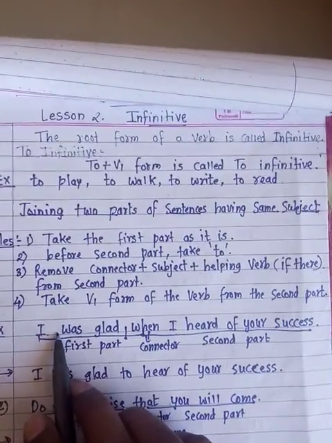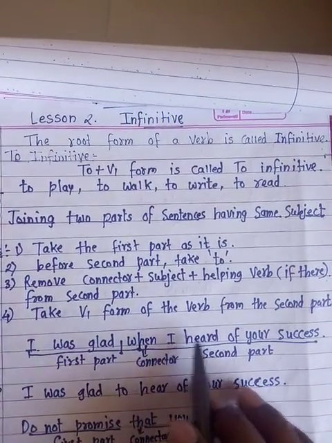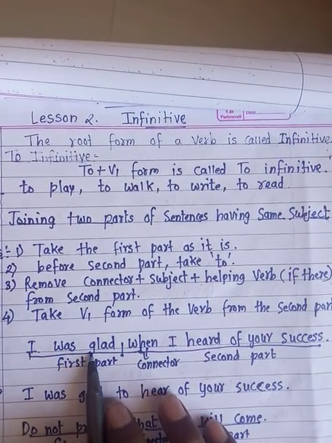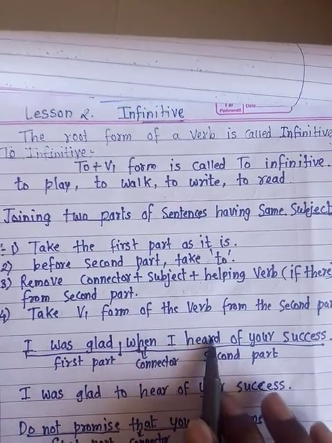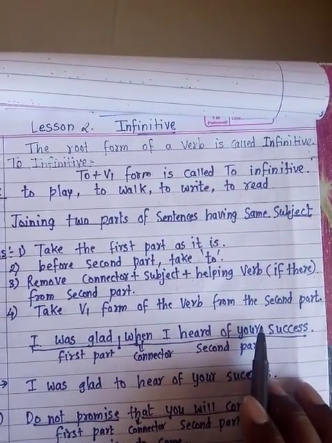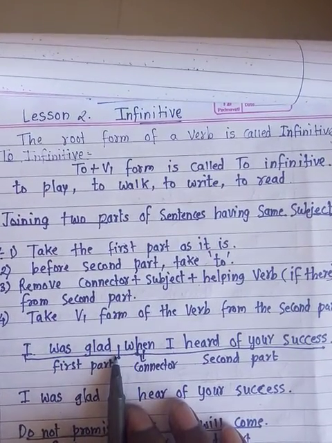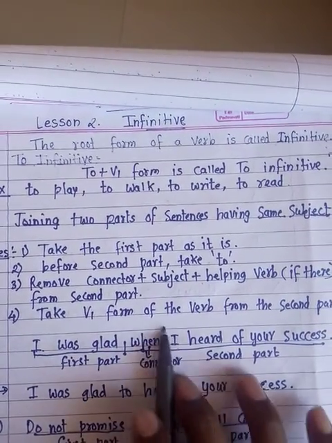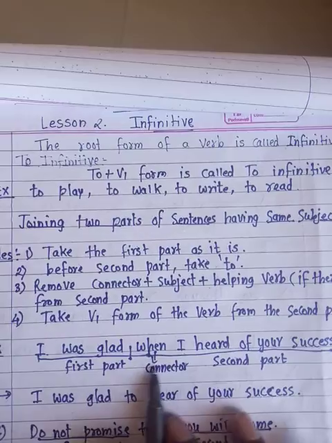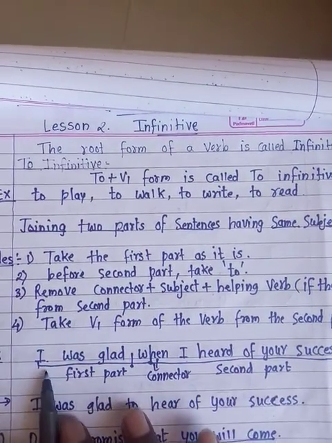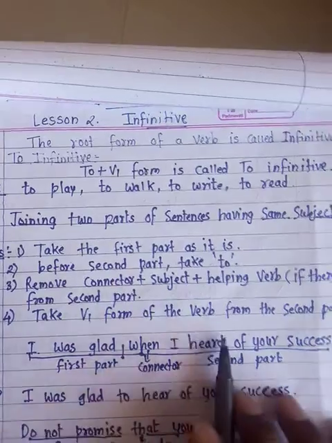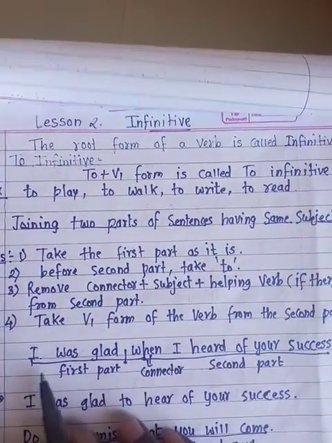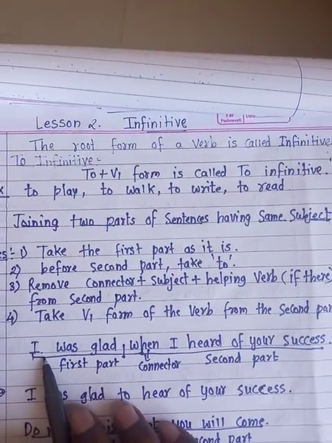You can see here in the example, I was glad when I heard of your success. Now there are two parts. The first part is I was glad, and the second part is when I heard of your success. What are the two parts joined with? They are joined with the connector when. So when is the connector here. Now the condition is that the subjects should be the same in both parts.